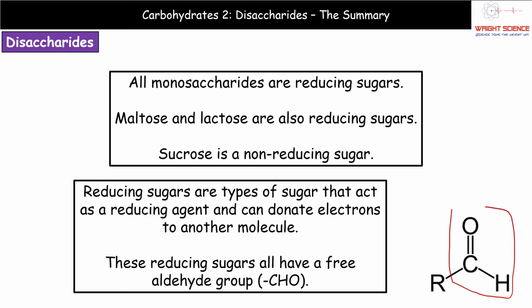This part here is the aldehyde group, the carbon double bonded to an oxygen and then bonded through a single bond to a hydrogen. This little R here just stands for basically the rest of the molecule. So it could be any random bits of molecule attached there, but we don't really care because the only bit that we're concerned with in this instance is this aldehyde group, the carbon double bonded to the oxygen with a single bond to the hydrogen.